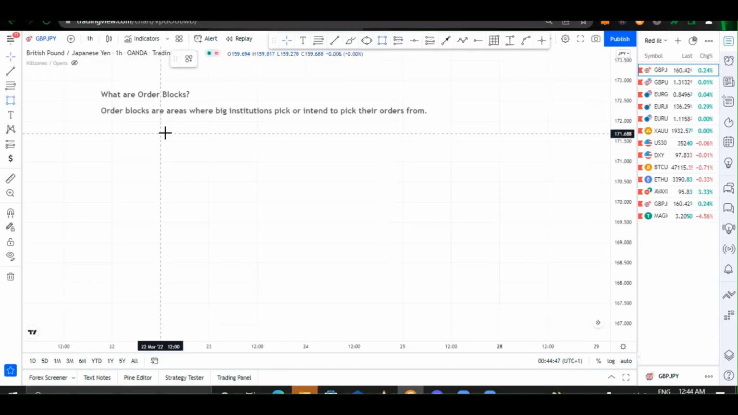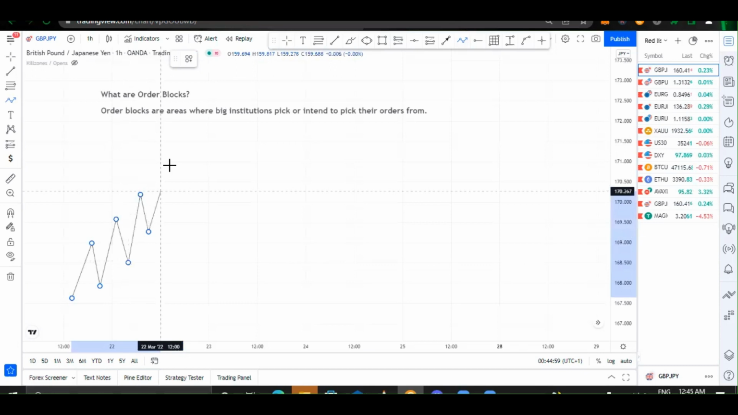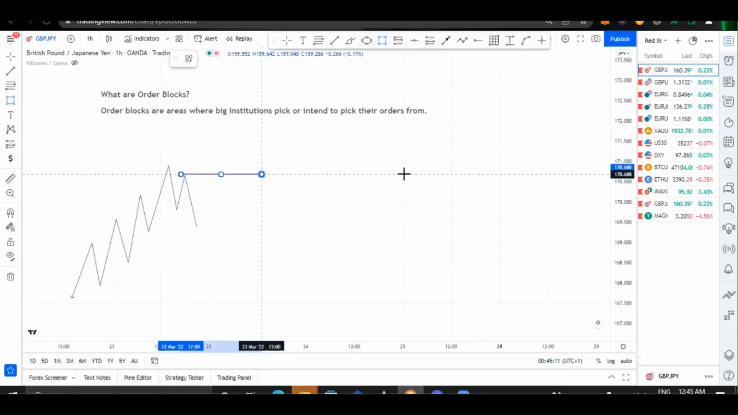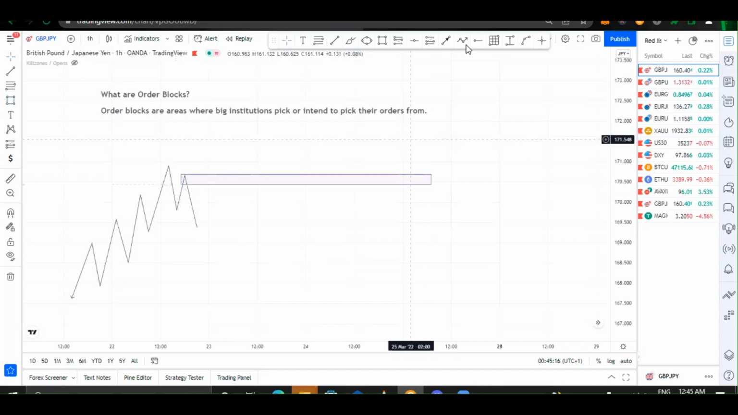So the market is moving, moves in an uptrend, and then wants to change direction, right? The market wants to change direction, fails to break this high, and then breaks this low. In most cases, the market has created something that we call an order block around the spot, right? And then the market moves into that order block and then falls, right?